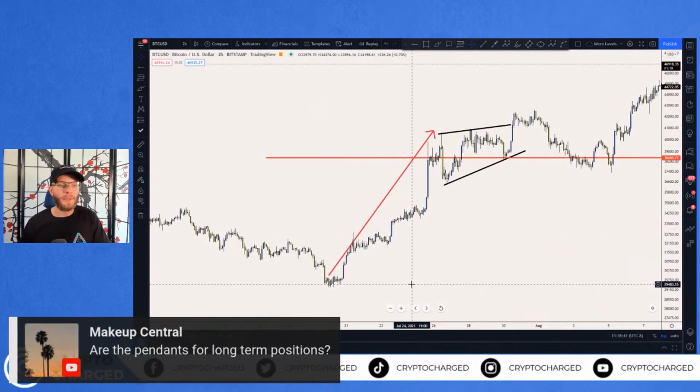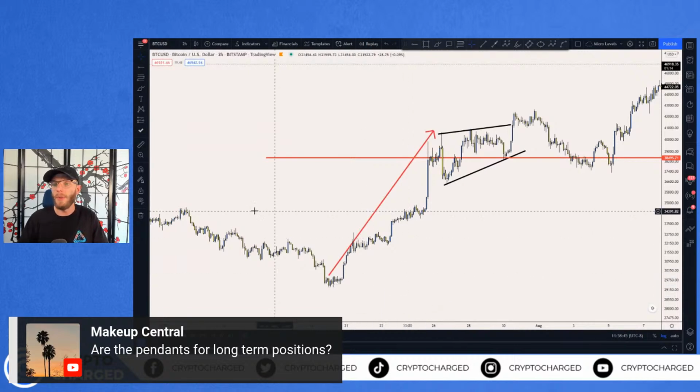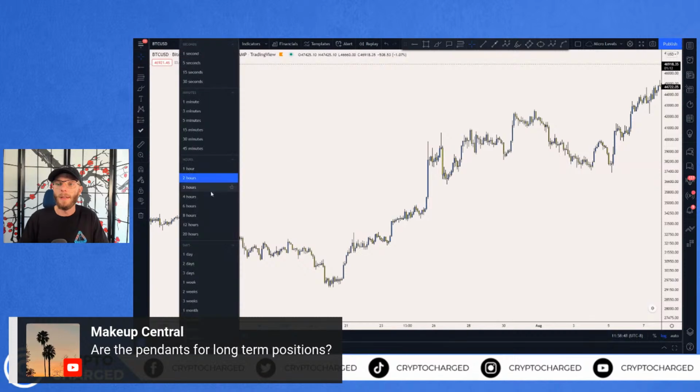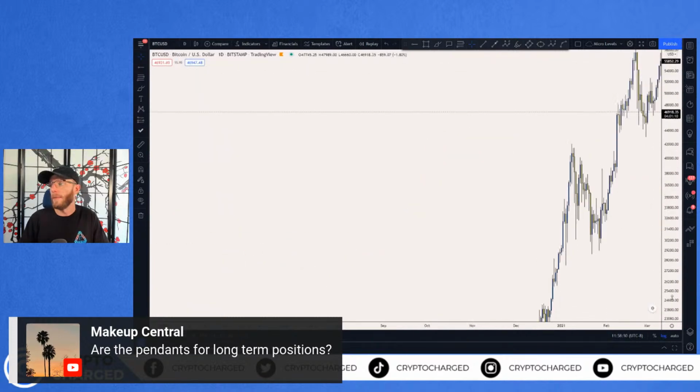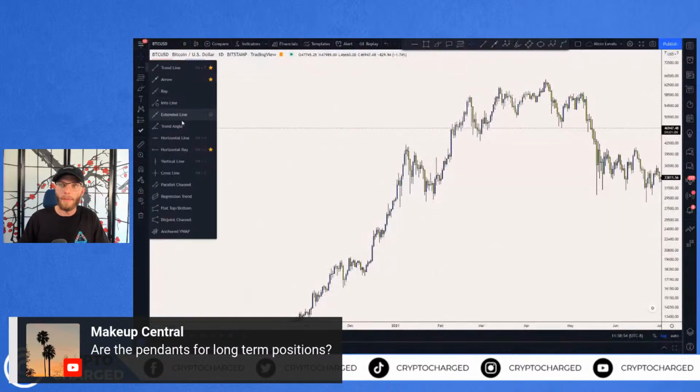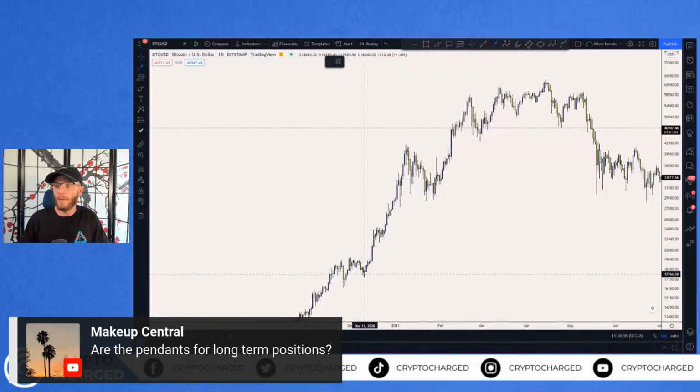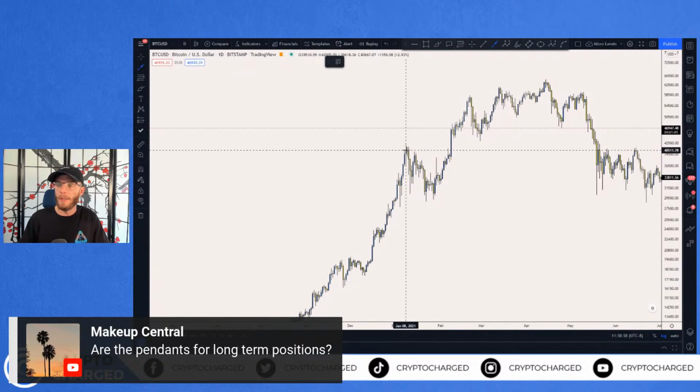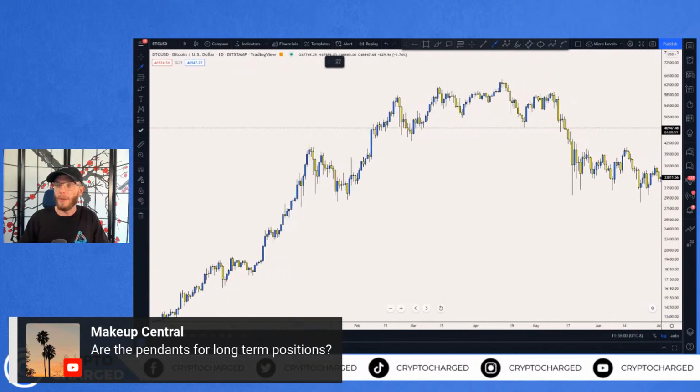Pennants can be used for long-term positions. Again, you can find these pennants on larger time frames, and you can find them on smaller time frames. Let's pull out to a larger time frame here. So technically, on this daily chart right here, what do we have? From December 11th, 2020 to January 8th, we saw a huge impulsive move up, right? So we got our bull flag there.